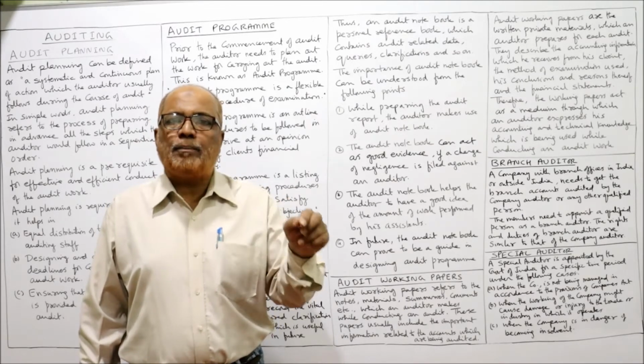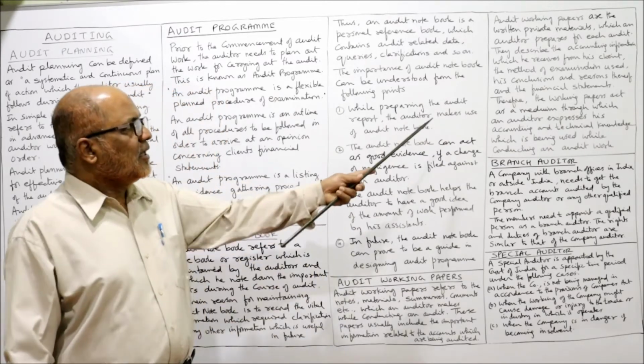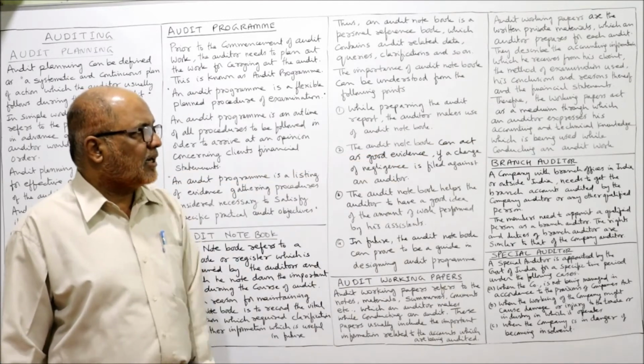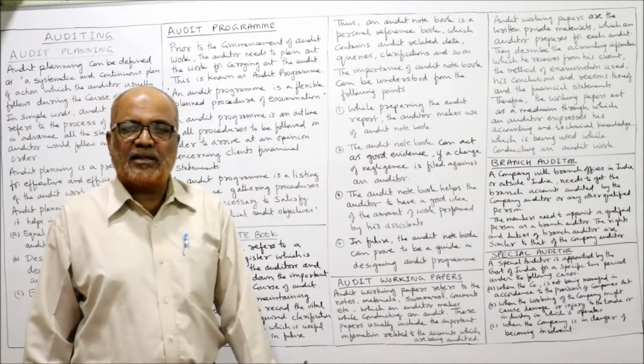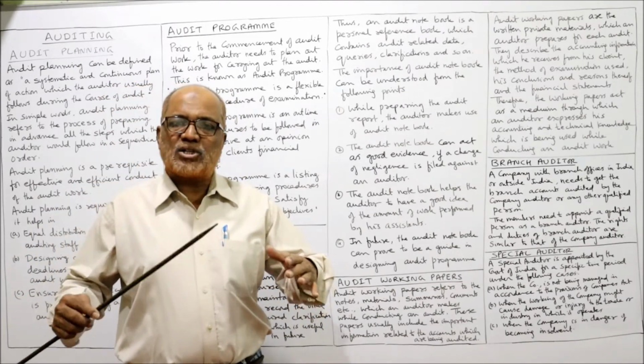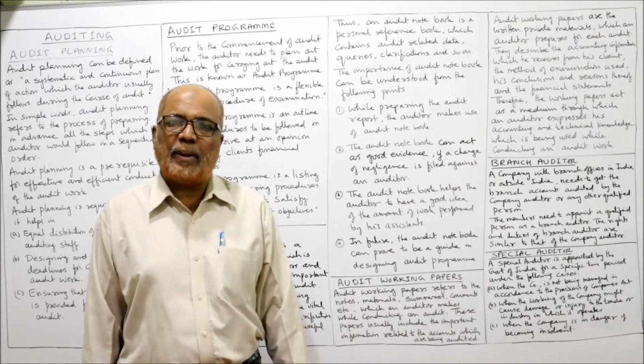These are private papers of the auditor, in which all observations, everything, will be written. Therefore, the working papers act as a medium through which the auditor expresses accounting and technical knowledge, which is being used while conducting the audit work. So in this, all the calculations, everything will be recorded. That is audit working papers.